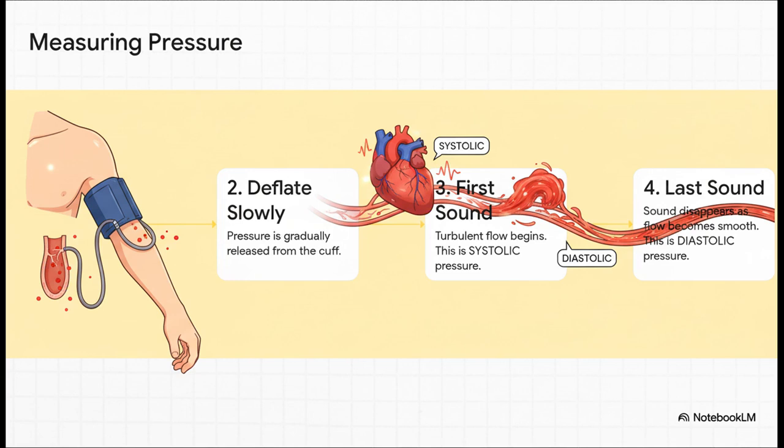The process itself is pure genius. First, you inflate that cuff until it's so tight it completely squeezes the artery shut. No blood flow means silence. Then you start to slowly release the pressure. The second the pressure in the cuff drops just below the patient's peak systolic pressure, a tiny jet of blood is finally strong enough to push its way through. And what does that create? Turbulence. And you hear that very first tap, that's your systolic number.